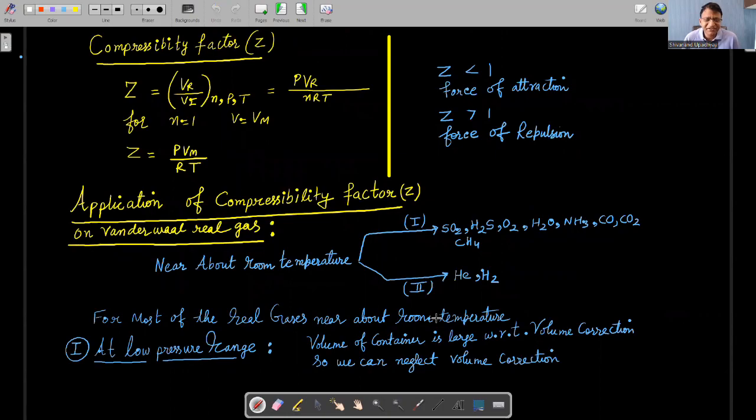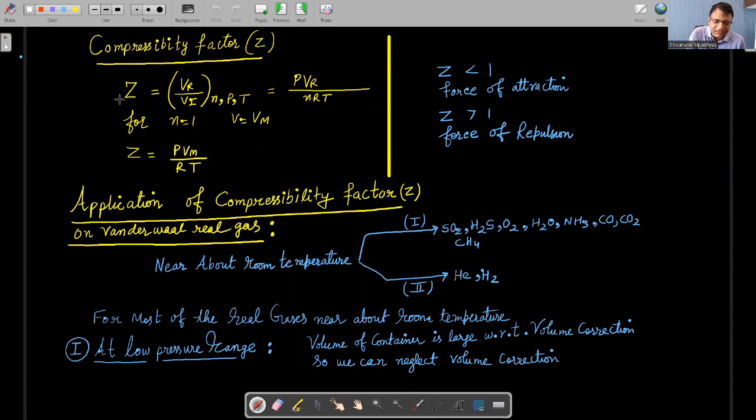Now compressibility factor, I have made a video of compressibility factor. There are 5 ways to represent compressibility factor, so we are not going into that detail. We're just introducing that. When we are talking about compressibility factor, we are comparing the volume of real gas with respect to volume of ideal gas under the same condition of number of moles, pressure, and temperature. So in place of volume of ideal gas, by using the ideal gas equation, I can write nRT by P.